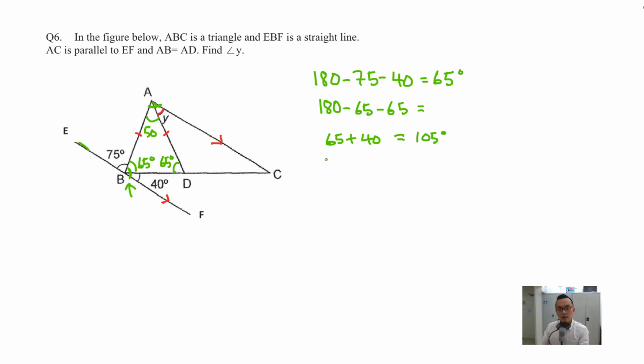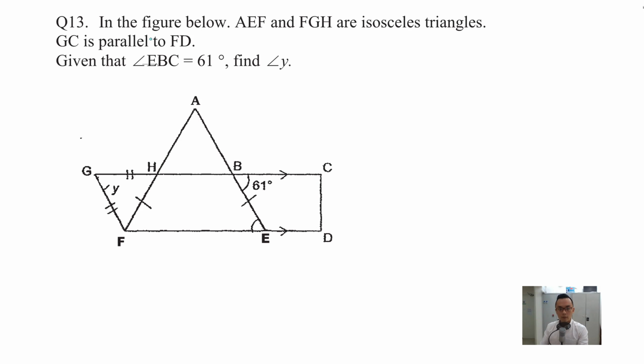Therefore, this angle is 180 minus 105 equals 75. And therefore, my angle Y equals 75 degrees minus 50 degrees equals 25 degrees. And that's the answer.